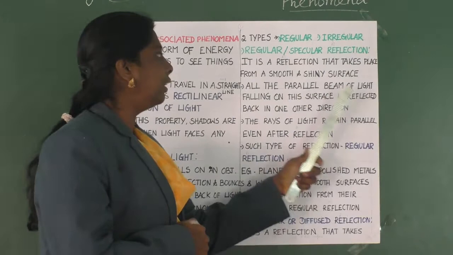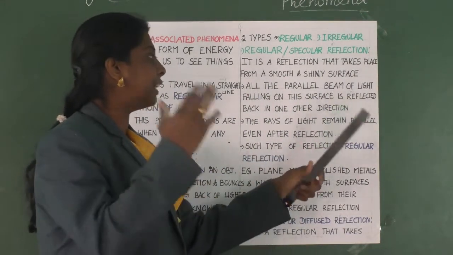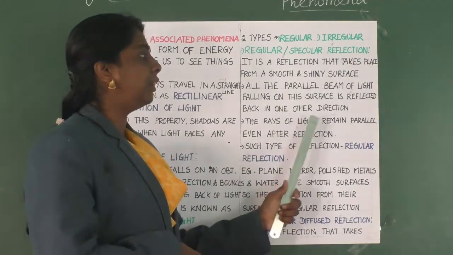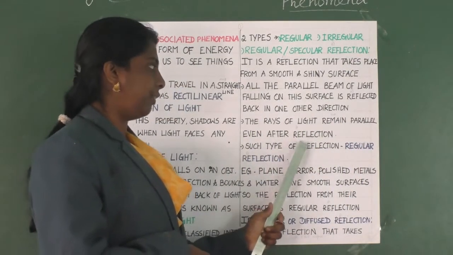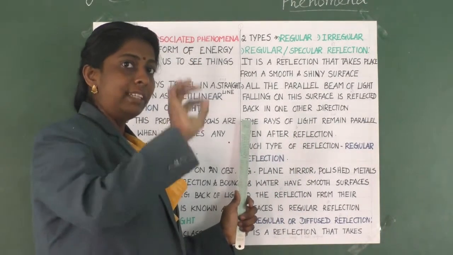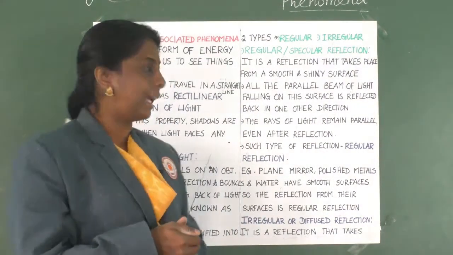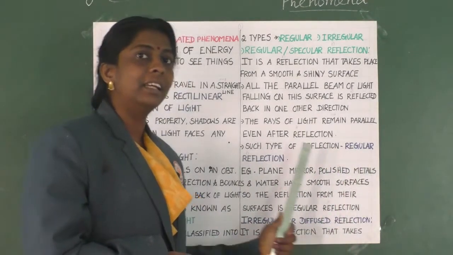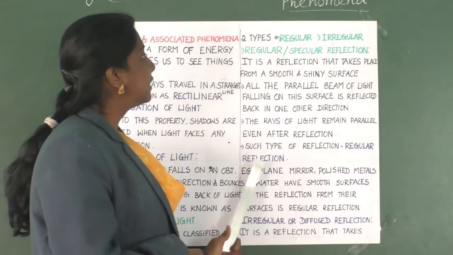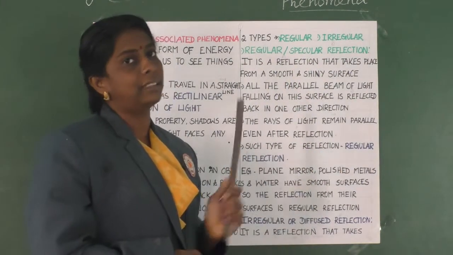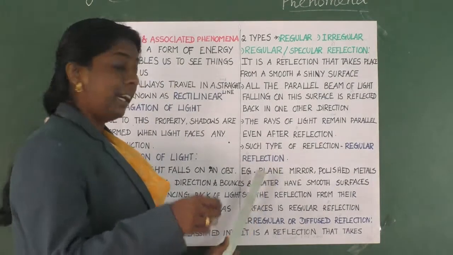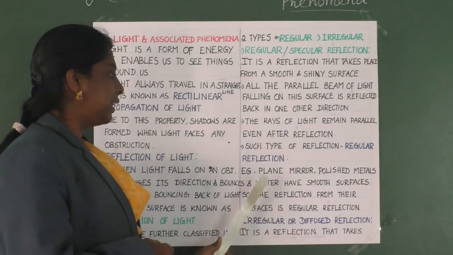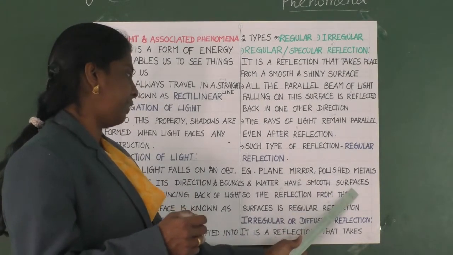All the parallel beams of light falling on this surface are reflected back in one direction. The rays of light remain parallel even after reflection. Such type of reflection is called regular reflection. The main thing is it takes place from a smooth and shiny surface. Examples for regular reflection are plane mirror, polished metals and water, which have smooth surfaces.